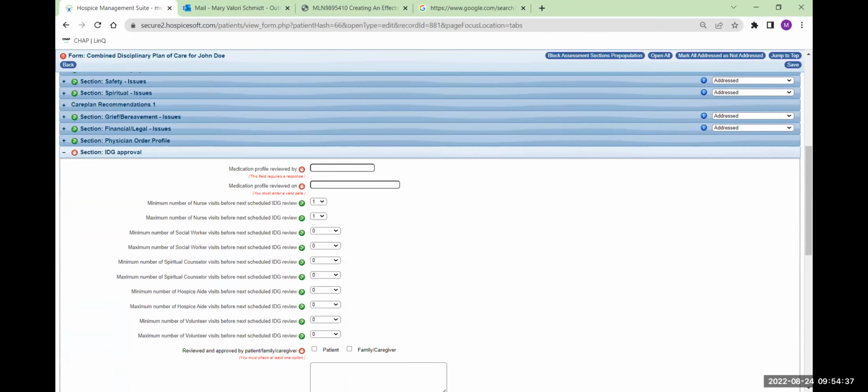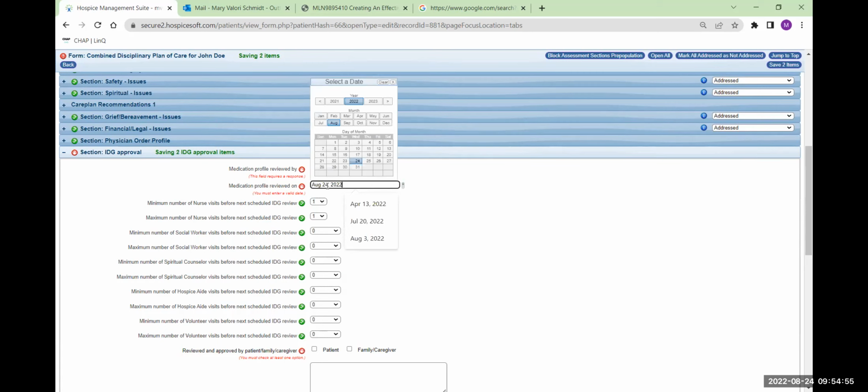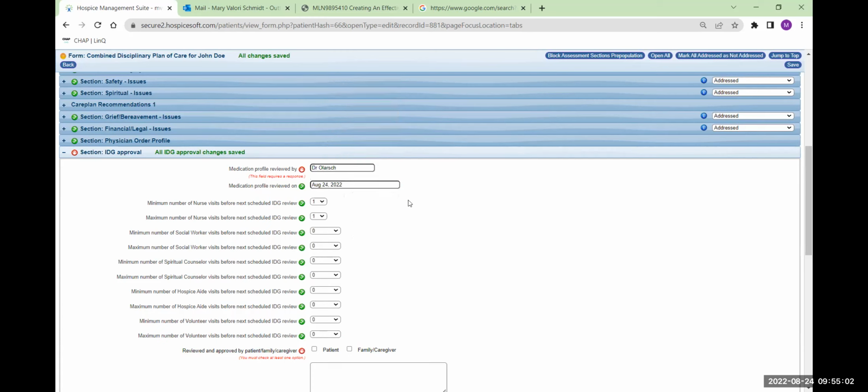It is asking you, and you won't have all of these, by the way, because we took these out of our forms, okay? It will ask you, was the medication profile reviewed? Who was it reviewed by? So was it reviewed by Dr. Olarsh or by Dr. Caballas? Because there are two medical directors. And what was the date that it was reviewed on? Okay, so let's just say it was today to make life easy. Okay, and it should be the date of team.